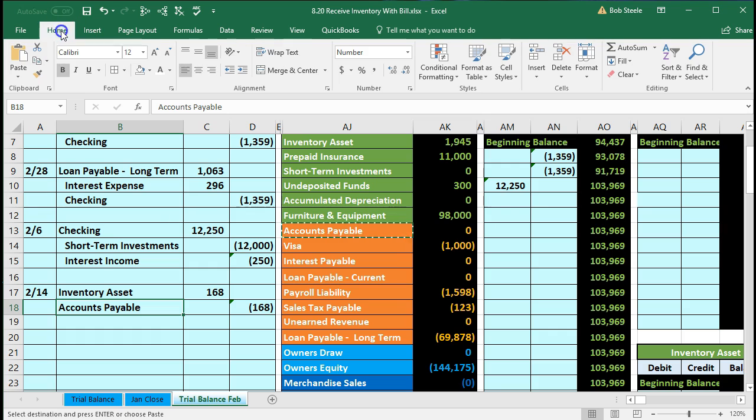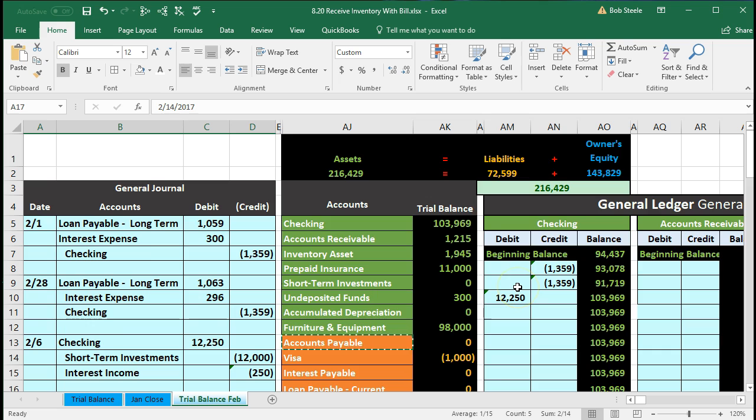Going to go to the Home tab, do some formatting, go to the Alignment group and increase the indentation. So there is our journal entry. We will still have to record the subsidiary ledgers, but before we do that, we're going to go through the process of posting this journal entry that we just journalized in the general journal to the general ledger.